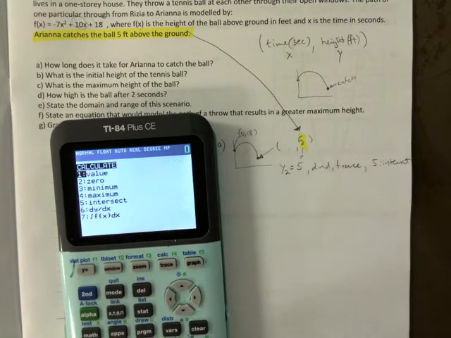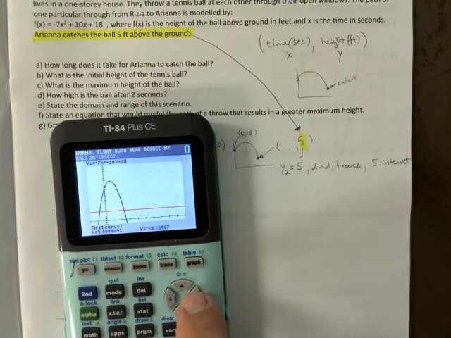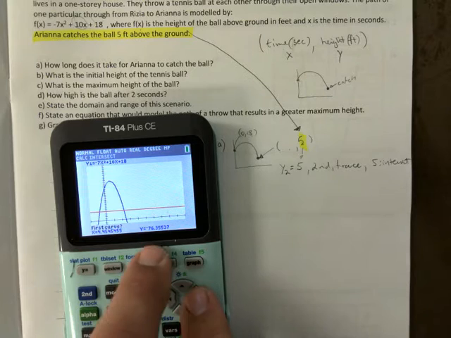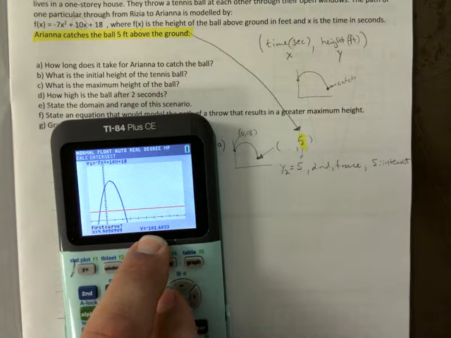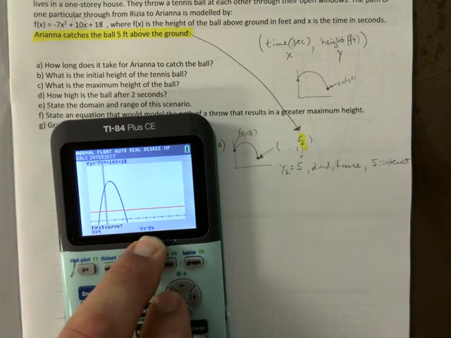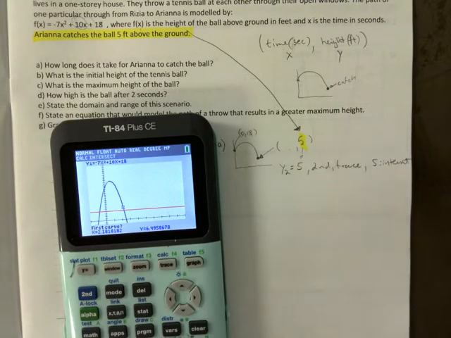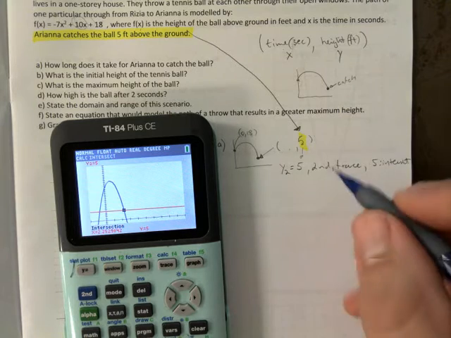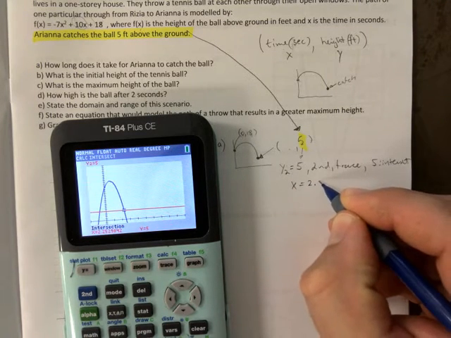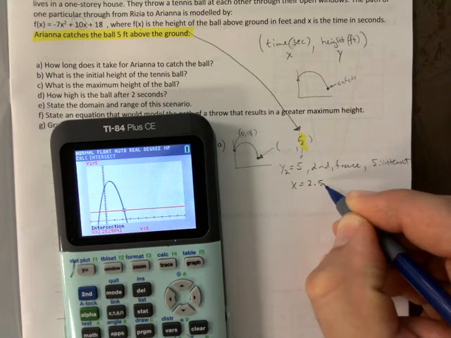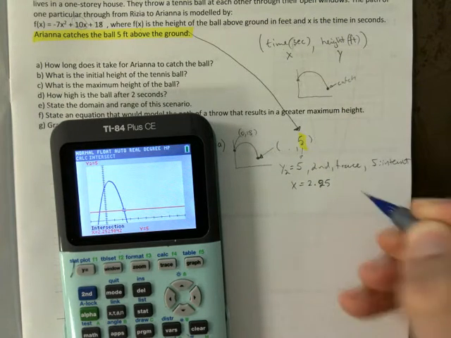So I'm going to go second trace 5. I don't see my cursor, so I'm just going to look at these values here. If I go to the right, I'm going further down into the negative, so wrong way to go. Go left, and it's coming up. There it is. It's close enough. Enter, enter, enter. So that is x is equal to 2.5, no, sorry, 2.25, my bad.